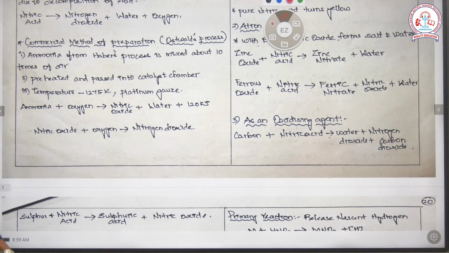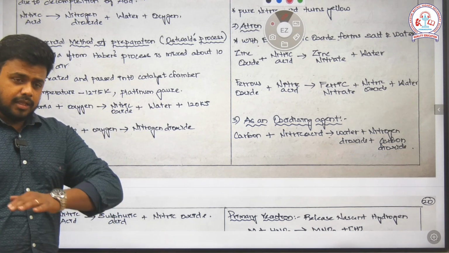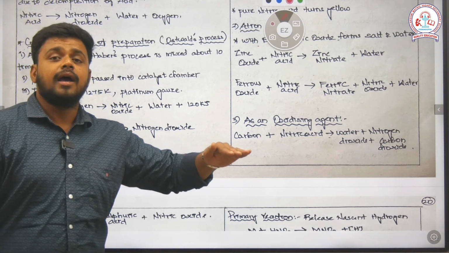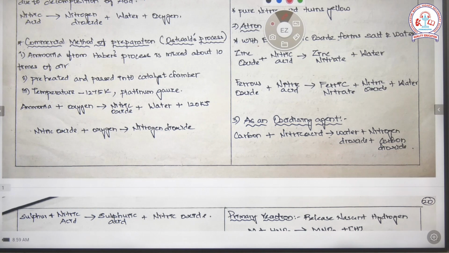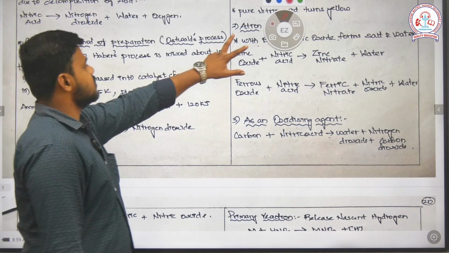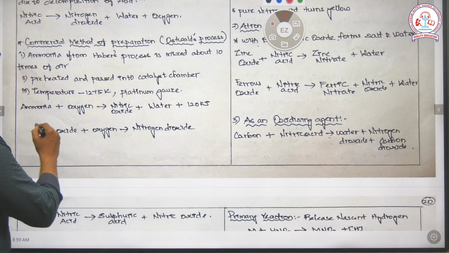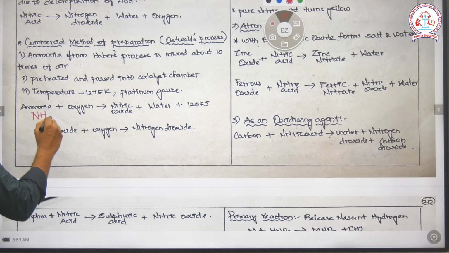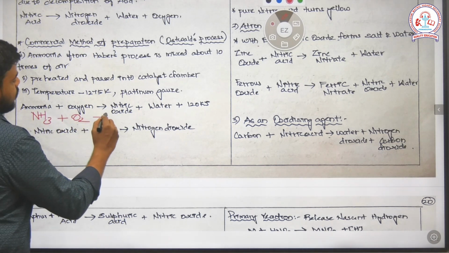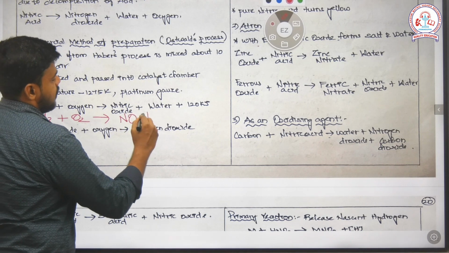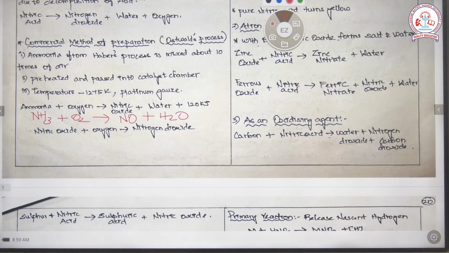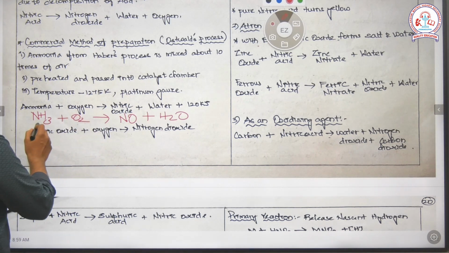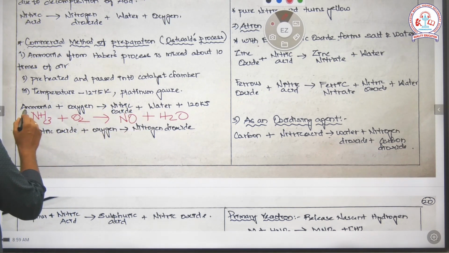The temperature has to be maintained at 1275 Kelvin, and the whole ammonia and air is passed over platinum gauze. So the reaction takes place. Ammonia will react with oxygen to form nitric oxide. So NH3 reacts with oxygen to form nitric oxide NO, then H2O, and the amount of energy that has been released here. To balance nitrogen and hydrogen, here it is 3, there it is 2, so we cannot balance it, so we'll make it 2.